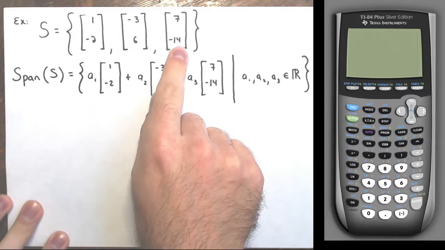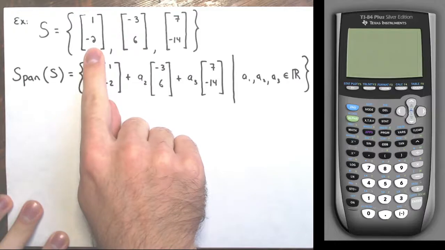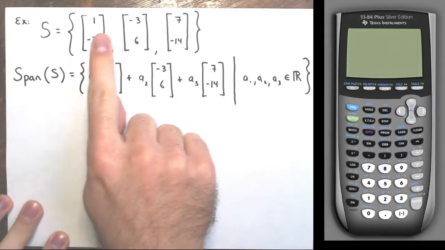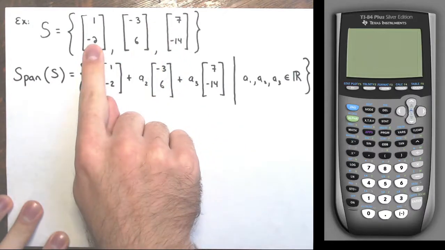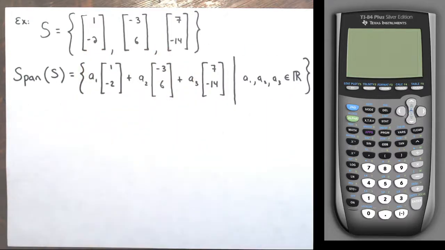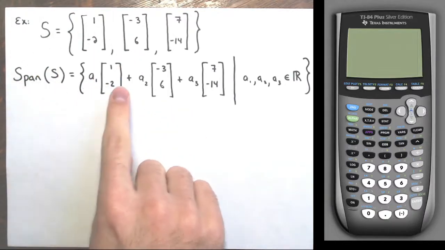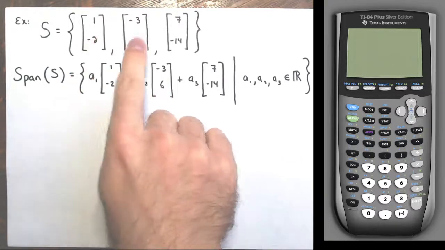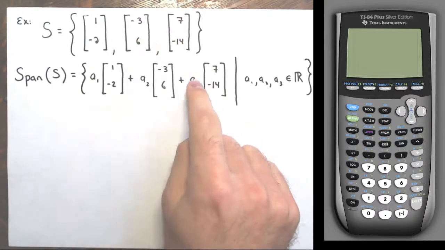And you may notice already that this vector is just -3 times the first one, and this vector is just 7 times the first one. So both of these are just multiples of this one. So it looks like the only one I need is this one. I really only need one of these vectors, and we're going to see that as we go through the process. And then the span of S, again, is just all linear combinations of the vectors in S, so some scalar times (1, -2), plus some scalar times (-3, 6), plus some scalar times (7, -14).